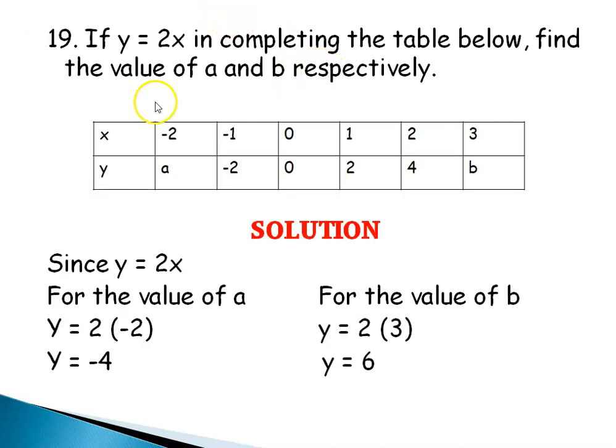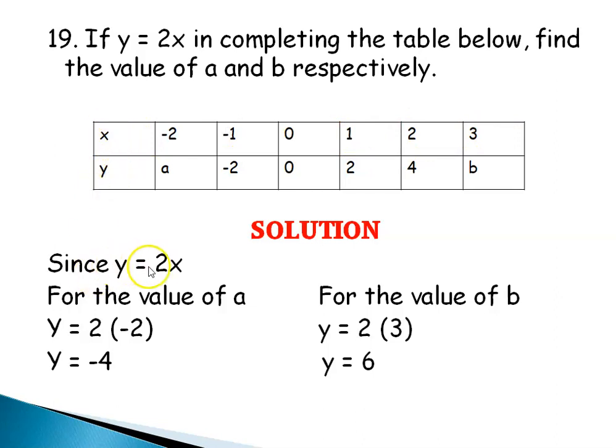Question 19. This is supposed to be for a graph. You have a table and you have been given an equation that you would use to complete this table. If y is equal to 2x, in completing the table below, find the value of a and b respectively. Alright, so you have x ranging from minus 2, minus 1, 0, 1, 2, 3. You have to find the equivalent value of y.